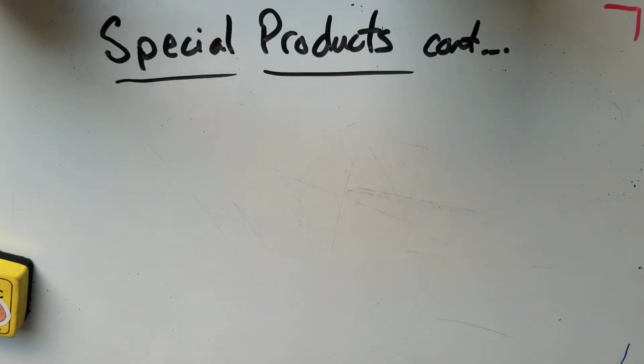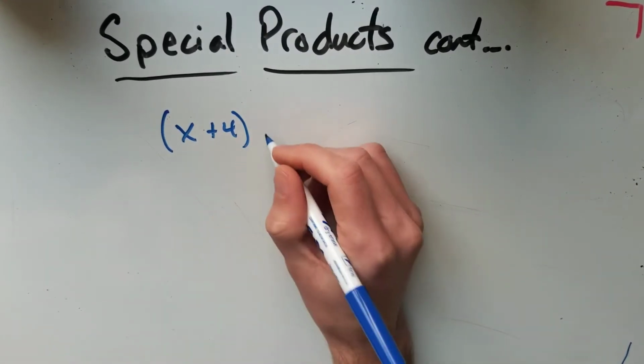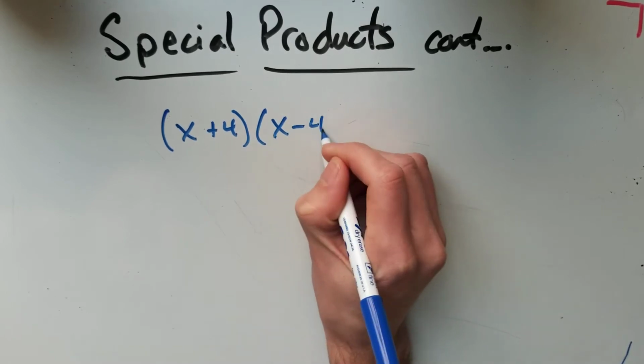Hey guys, today we're going to talk about another special product. So yesterday we talked about how to square a sum, how to square a difference. Today we're going to talk about what happens when you multiply a difference and sum together. And by that what I mean is like if you have x plus 4 times x minus 4.